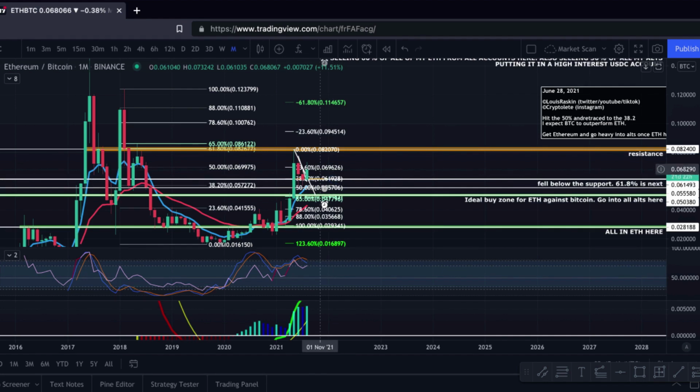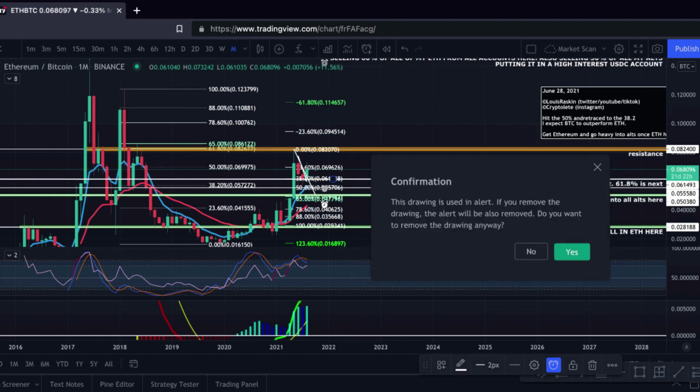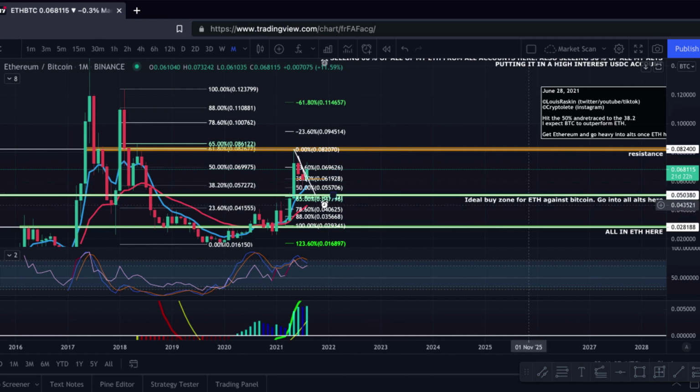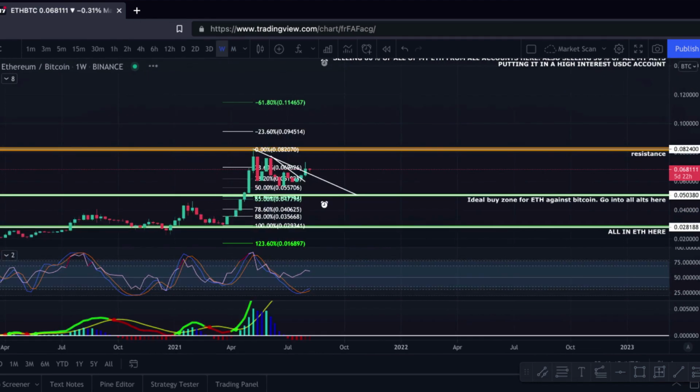So it's very difficult to say what this is going to do, but the thing I do know is that if it reaches the 61.8 right here, then I will absolutely go in. Let me erase this because this is no longer needed. And I will erase this because this is my ideal buy zone for ETH. This is what I want to do. I don't want to really look at anything else. I'm going to look at the weekly chart now.